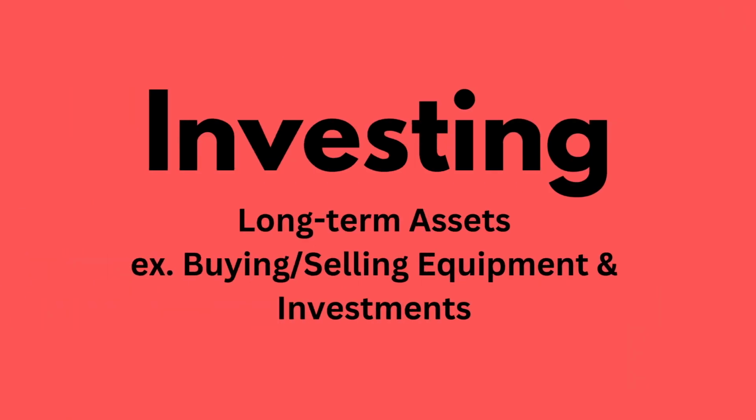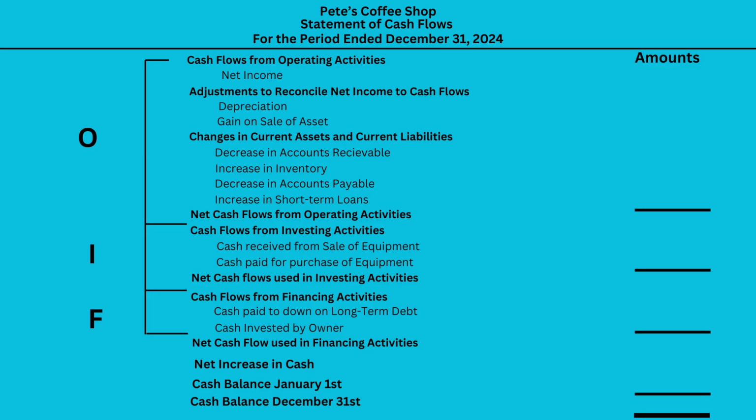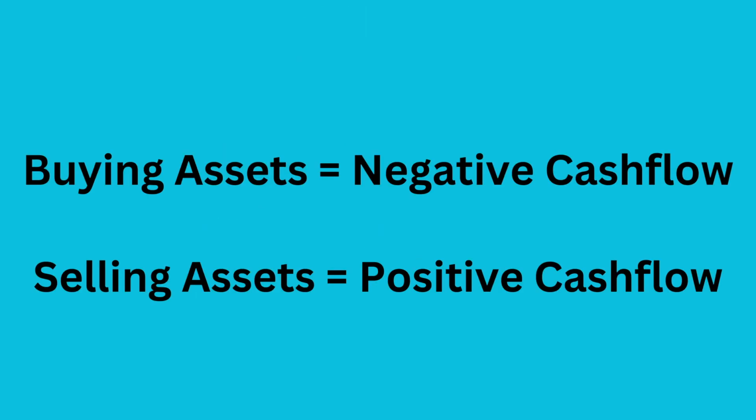Now let's fill in the investing section. This section is pretty straightforward. It deals only with the purchase and sale of long-term assets. Investments, equipment, property, or land are all examples of accounts that show up in the investing section. If you're buying a new piece of equipment, that's cash going out. If you're selling an old piece of equipment, that's cash coming in.